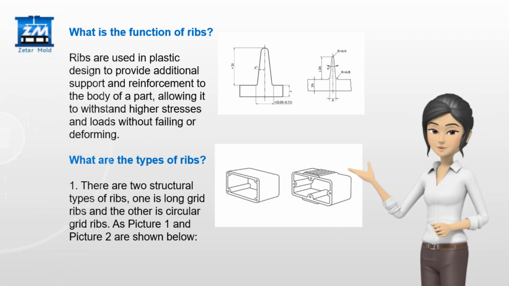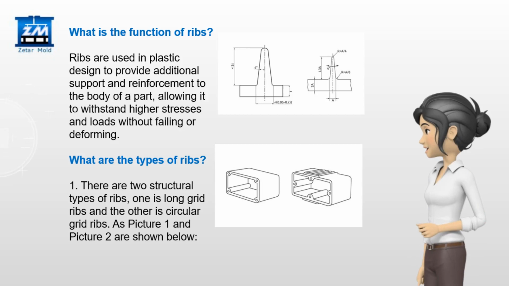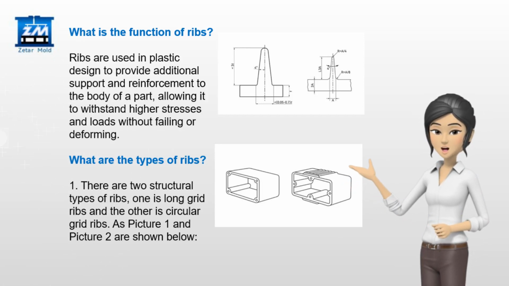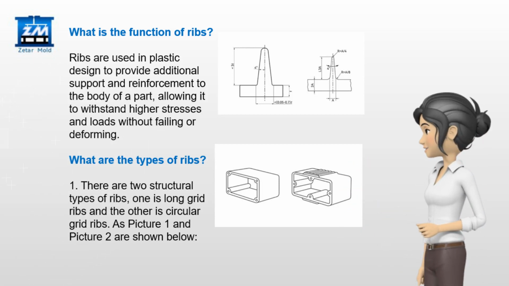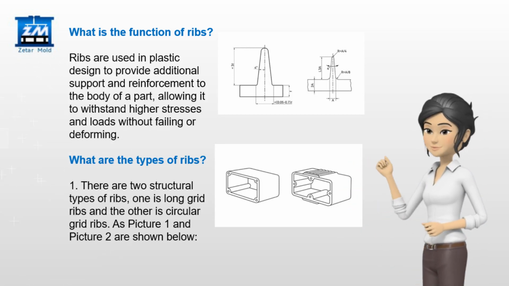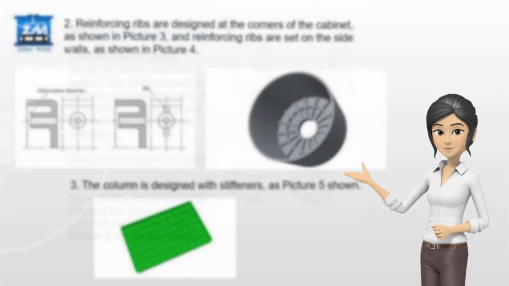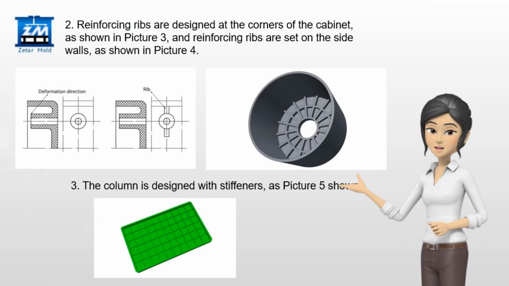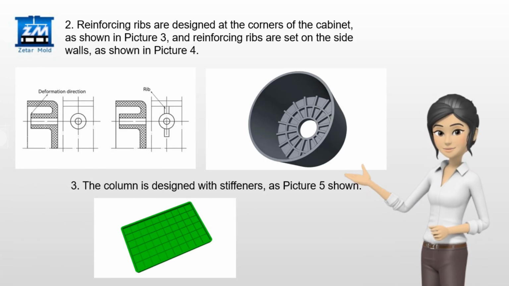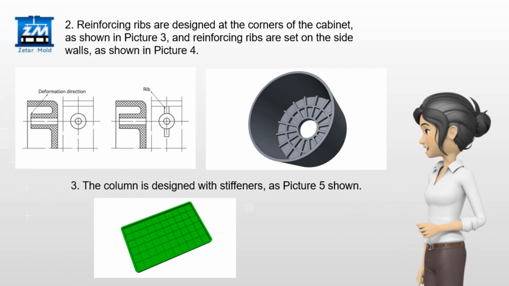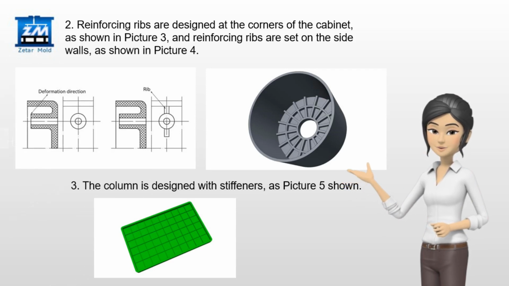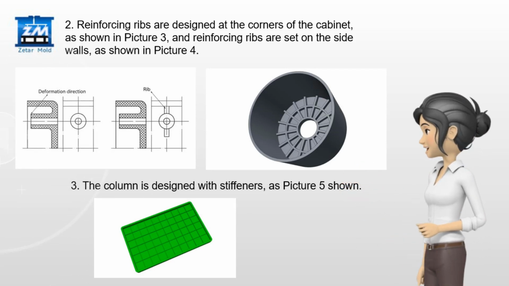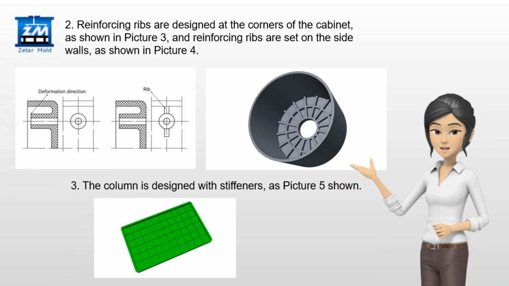What are the types of ribs? 1. There are two structural types of ribs. One is long grid ribs and the other is circular grid ribs, as picture 1 and picture 2 are shown below. 2. Reinforcing ribs are designed at the corners of the cabinet, as shown in picture 3, and reinforcing ribs are set on the side walls, as shown in picture 4. 3. The column is designed with stiffeners, as picture 5 shows.